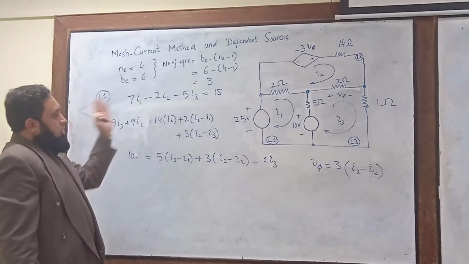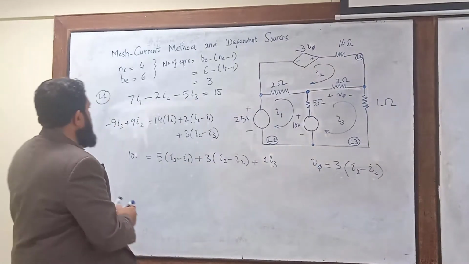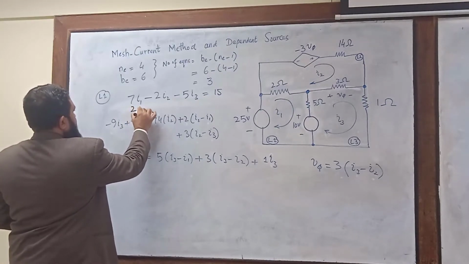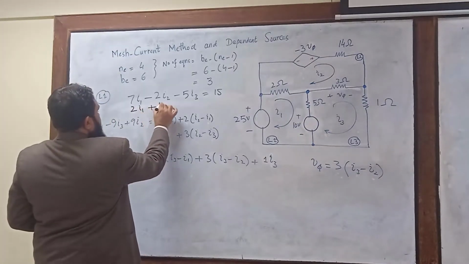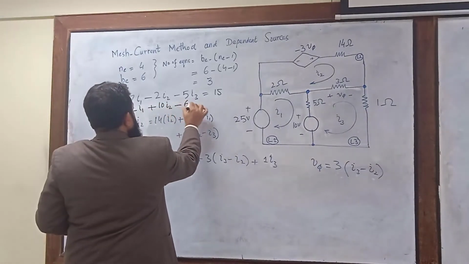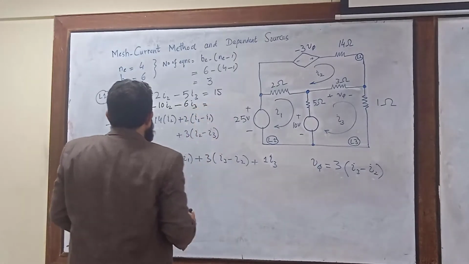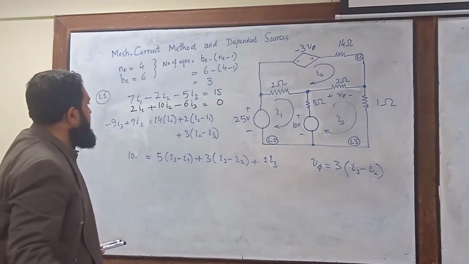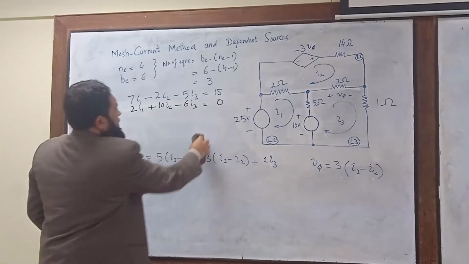Transpose this to the other side of the equation. So you will have the simplified version of the expression as, let me write this with a black marker so that you can distinguish it: 2I1 plus 10I2 minus 6I3 is equal to 0. Okay, so this is the simplified version. Some arithmetic is involved over here, so you can simply write the expression.